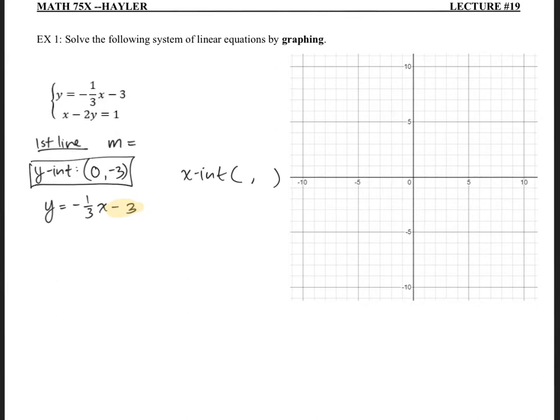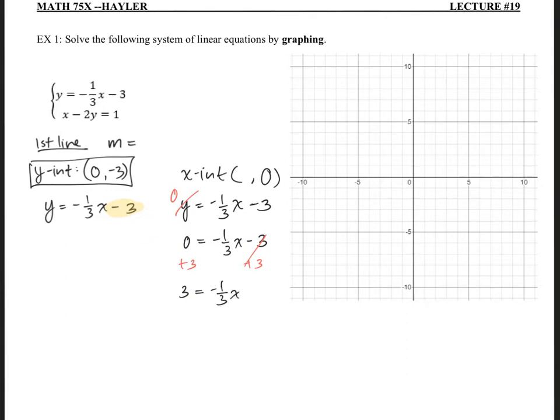Alright, so the x-intercept. Well, write down my equation again. For the x-intercept, we're going to set 0 for y and solve for x. So 0 equals -1/3 x minus 3. You can go ahead and pause the video and try to solve this by yourself, and then check back in with me. Add 3 to both sides. And then we get 3 equals -1/3 x.